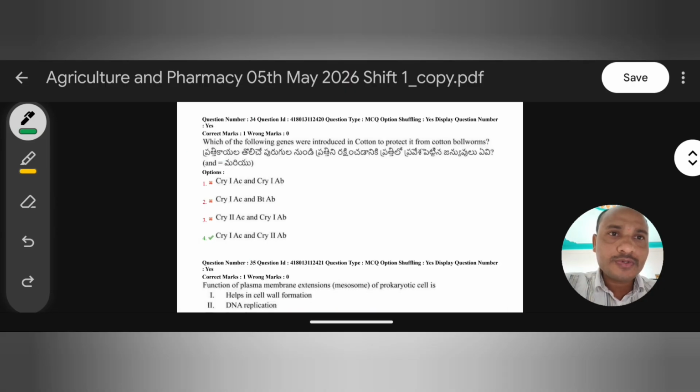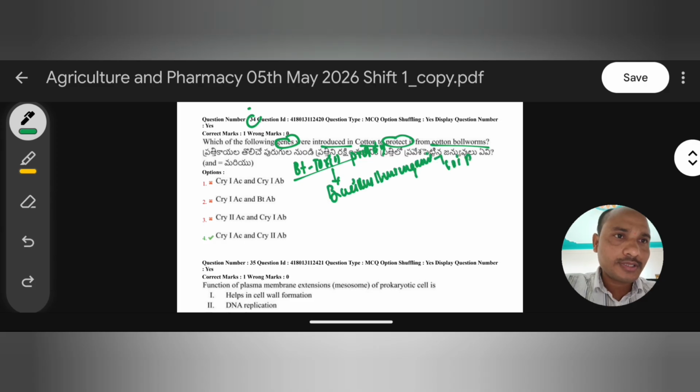Next, question 34: which of the following genes were introduced in cotton to protect it from cotton bollworms? This question is from the Bt toxin application in biotechnology. Bt toxin protein is produced from a soil bacterium called Bacillus thuringiensis. This Bt toxin is encoded by a gene called the cry gene, very important.